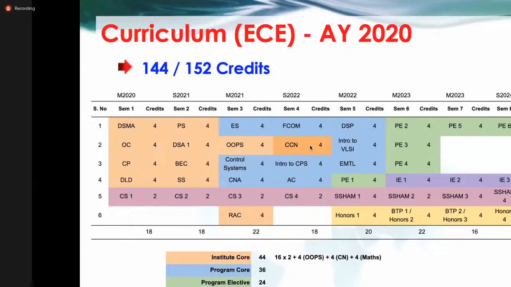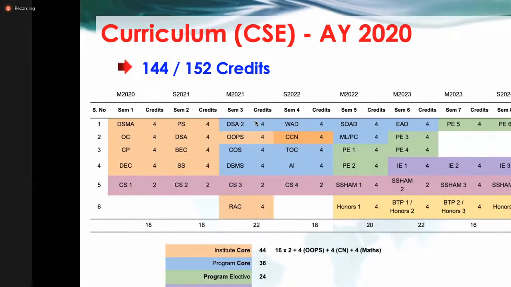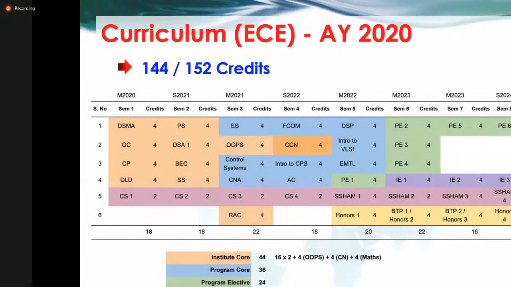The orange part is not changing because this is actually common to both CSE and EC. But you can see the blue part, the number of courses are changing. If you compare CSE, it is data structures and algorithms. Here you can see in the second one, you can see embedded systems. So then the courses will change for program elective, program core category.